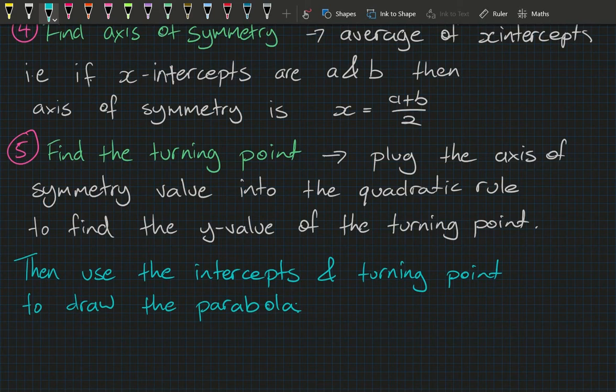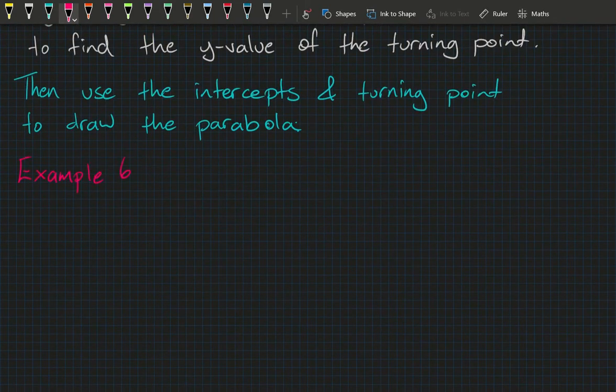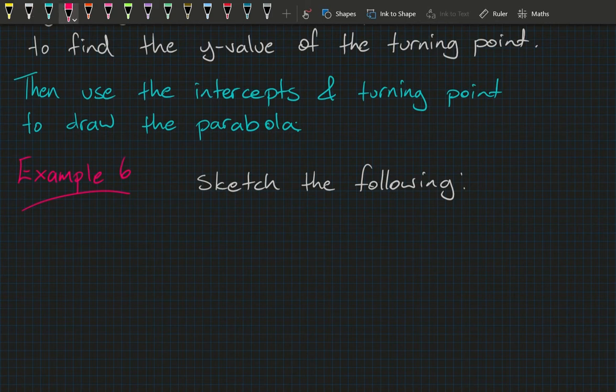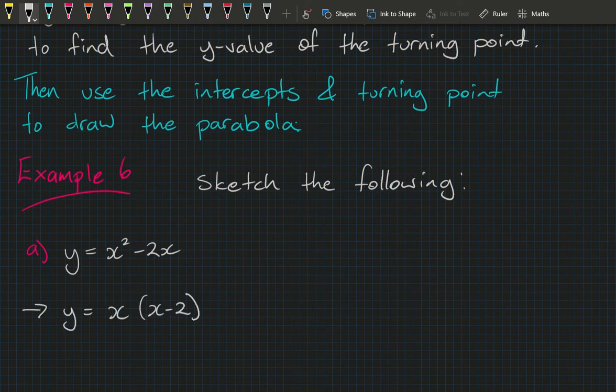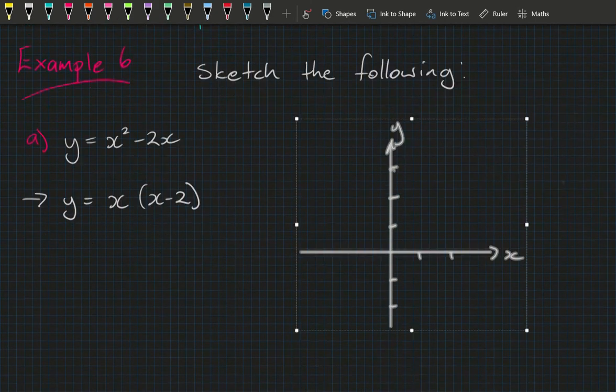Alright, let's put this method to use in example 6, where we're going to have to sketch the following. In part A, we have y is equal to x squared minus 2x, which I can factor to y equals x times x minus 2. And we'll draw that on these axes.